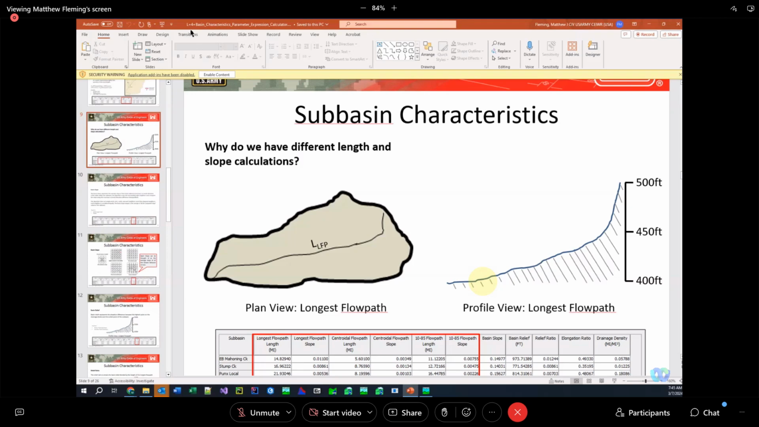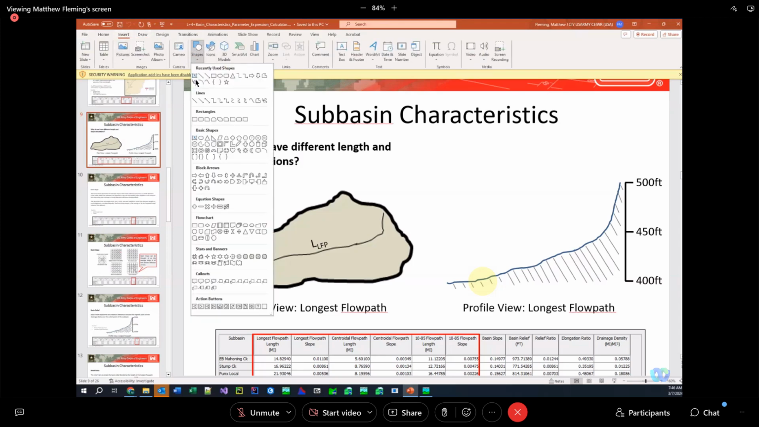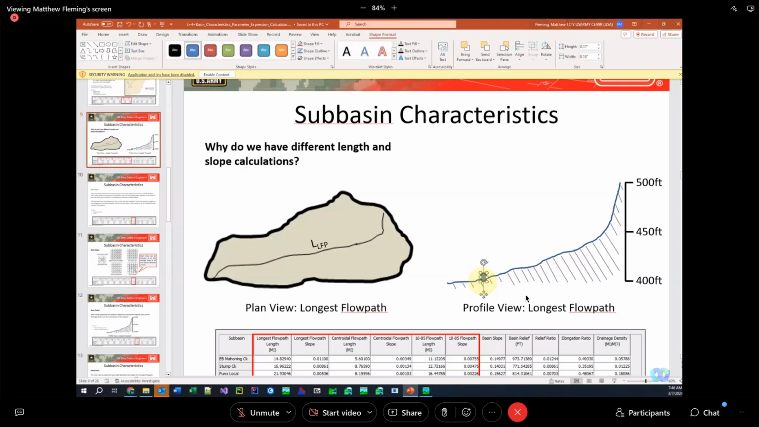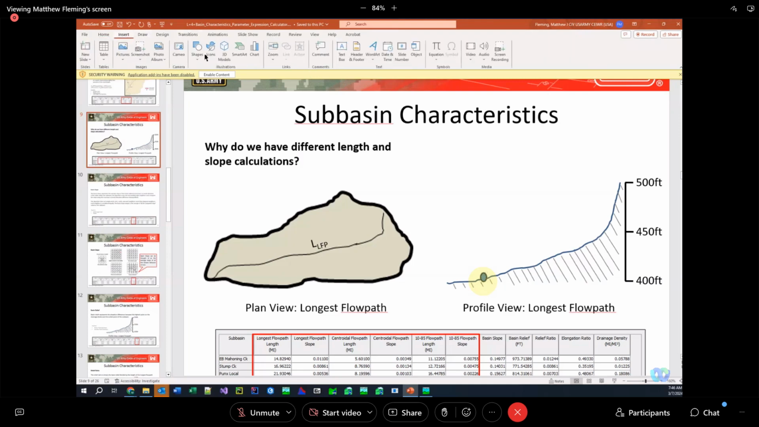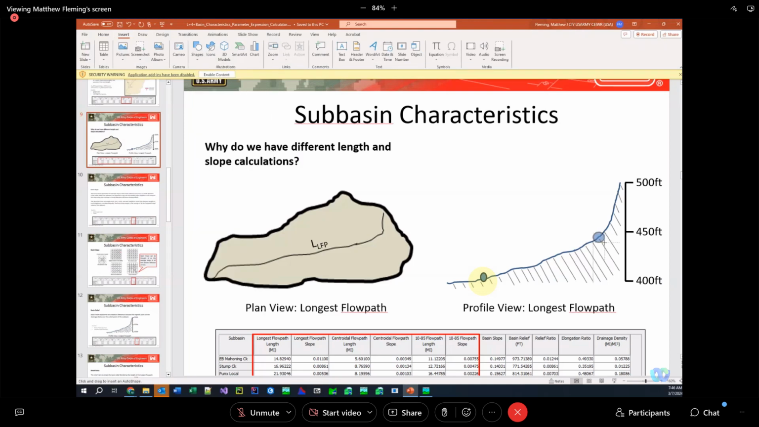Let me just draw on the slide. So that point's going to be at 10% of the length. Let's say this is at, and then this is at 85, right?